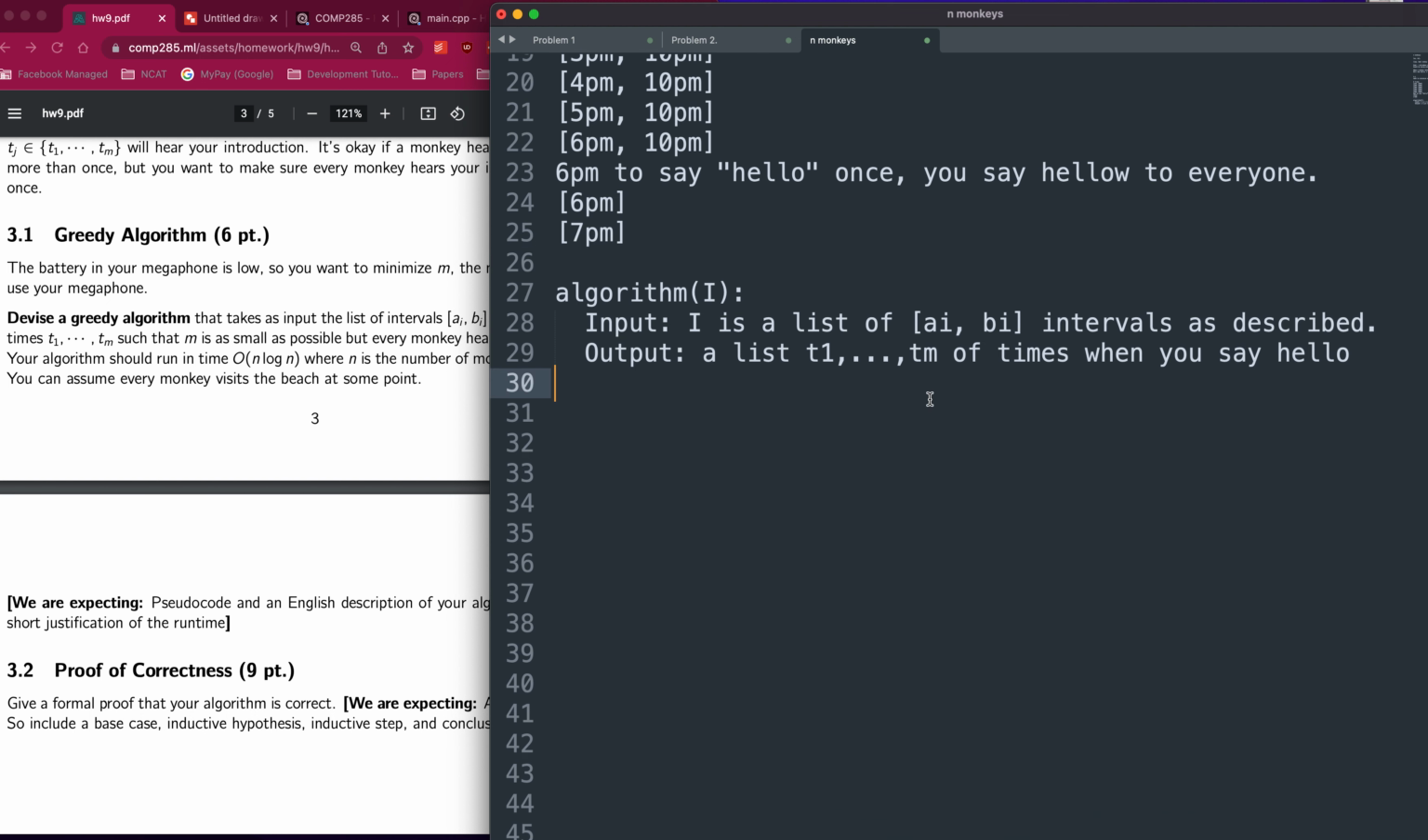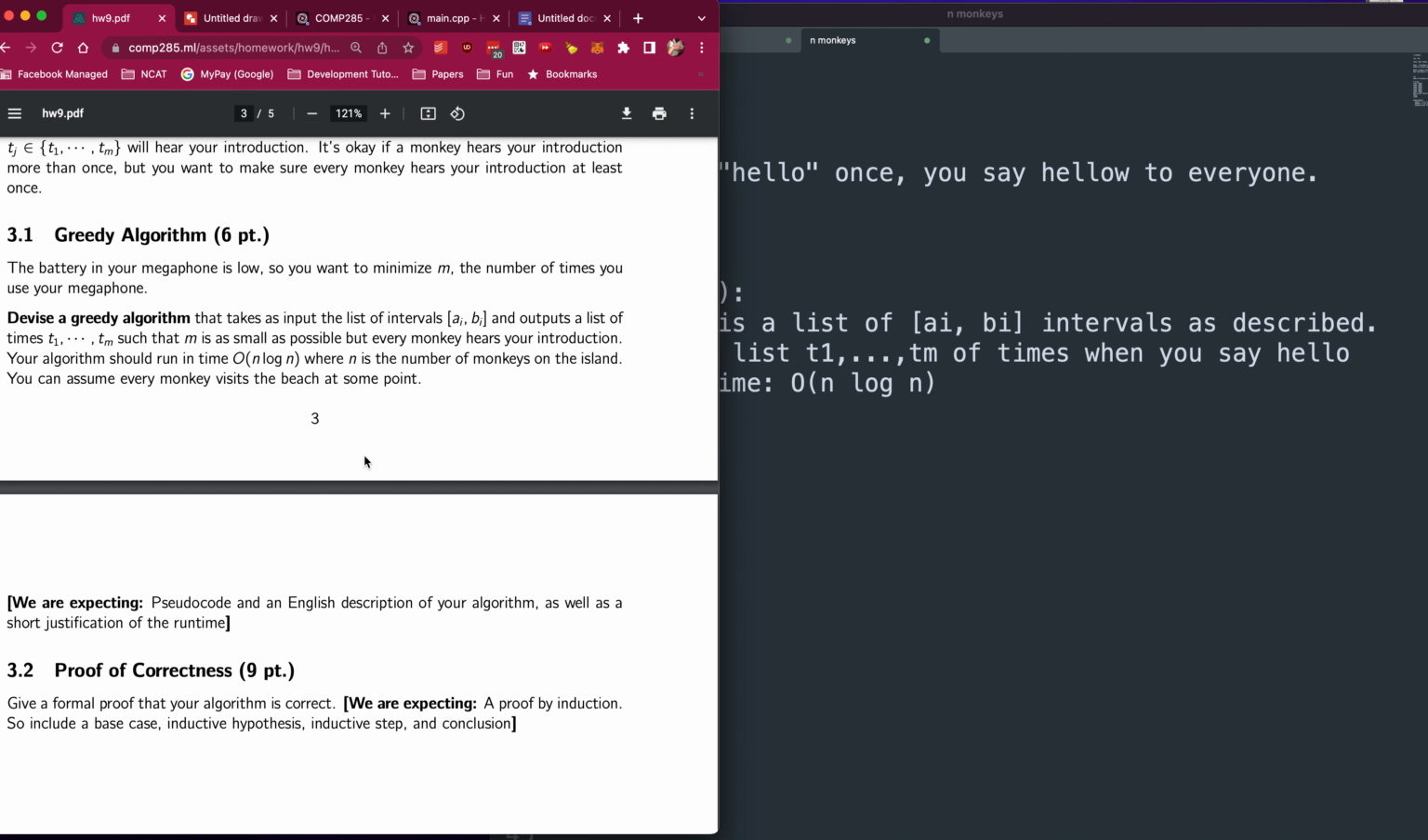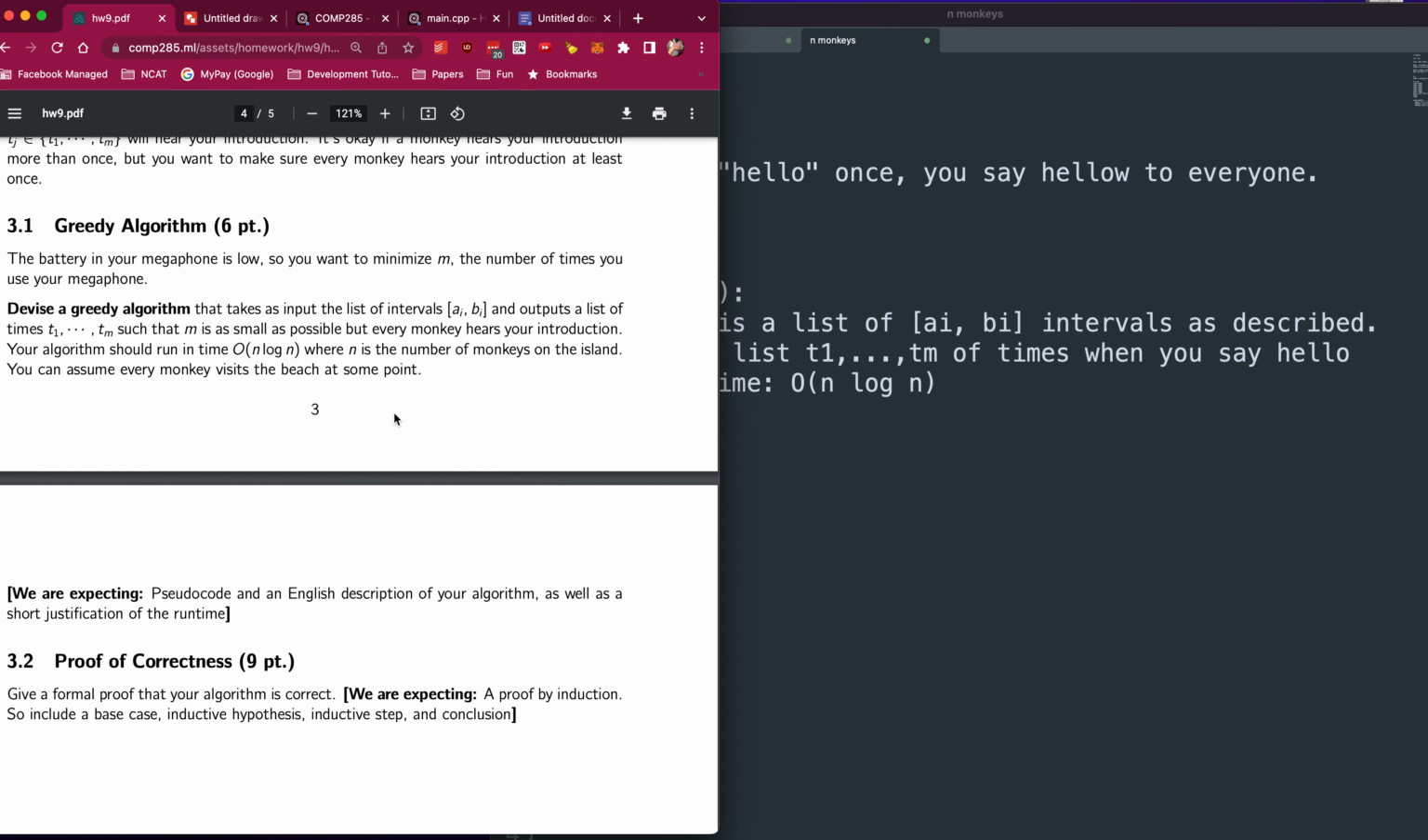I encourage you to pause the video and try to see if you can think of a greedy solution. You also want your running time to be O(n log n), okay? Cool.